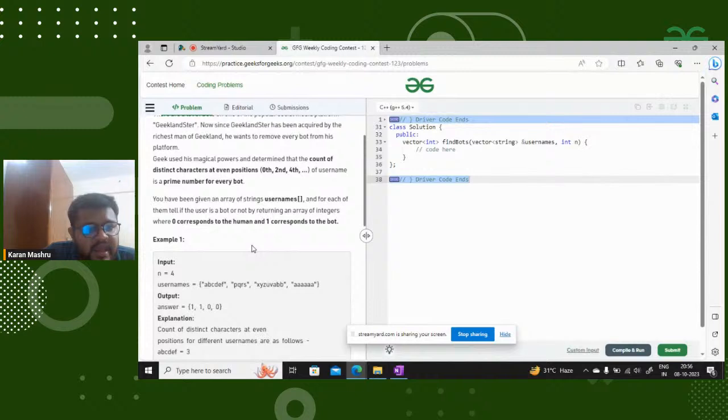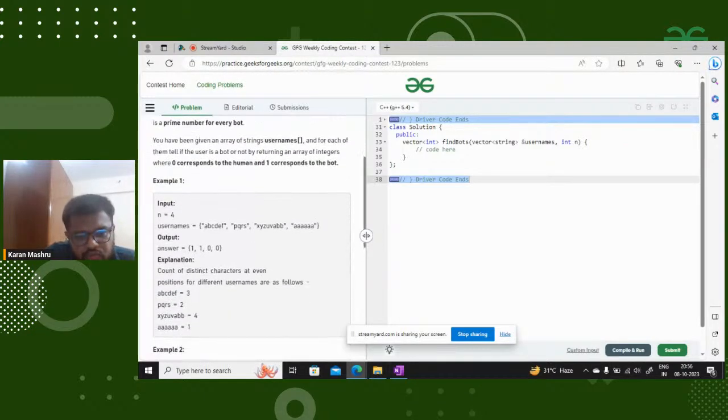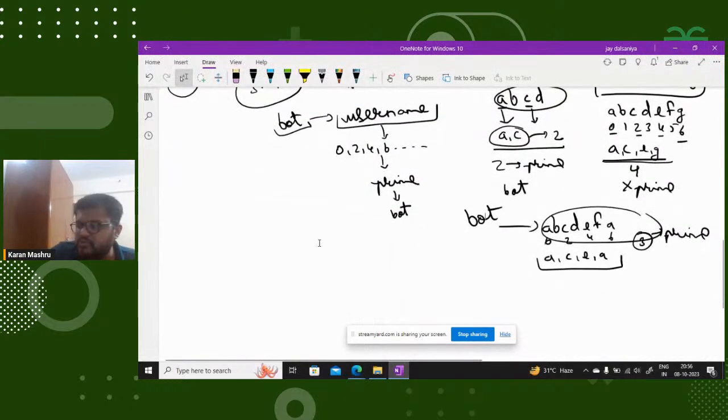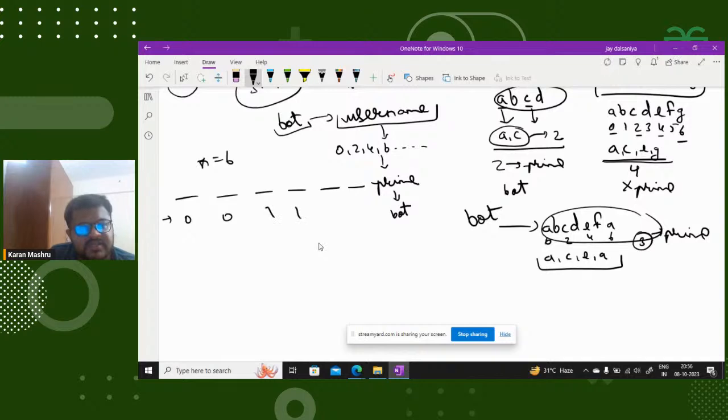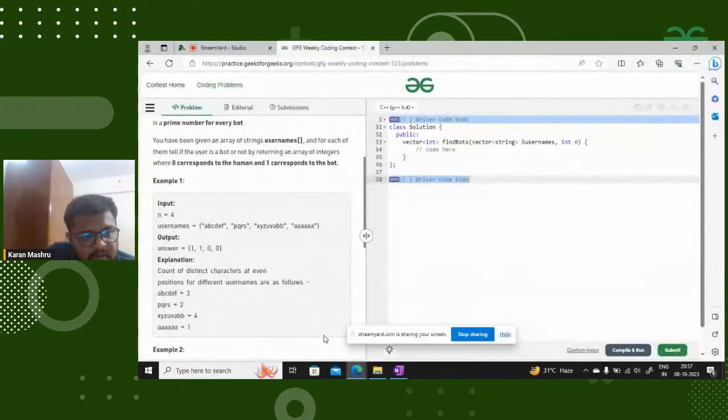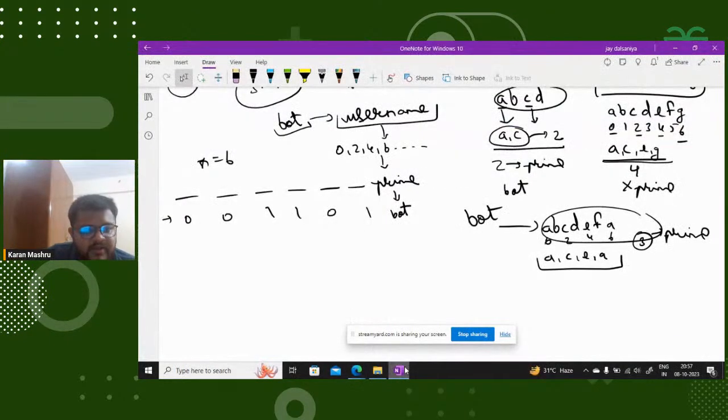You have been given an array of strings usernames, and for each of them tell if the user is a bot or not by returning an array of integers where 0 corresponds to human and 1 corresponds to bot. Okay, so basically suppose my number of users is 6, then I will be given 6 usernames. I need to return an array of integers which has 0 and 1, where 0 denotes human accounts and 1 denotes bot accounts.